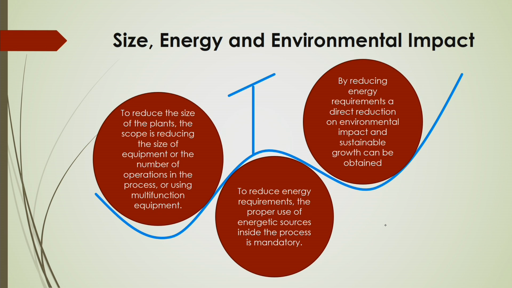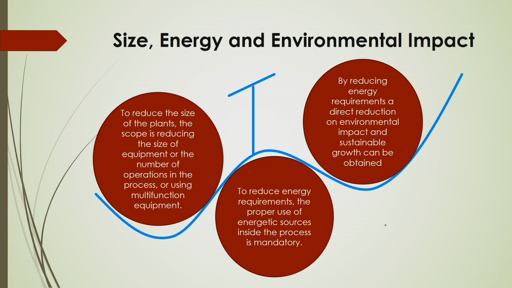What type of energy you are going to use also has to be considered, whether it is biofuels or some other energy that you are consuming, whether it is in a green way or not, and that should be considered for the design also. By reducing energy requirements, a direct reduction in environmental impact and sustainable growth can be obtained. So, you have to think about whether this energy consumption will be economic or not, and whether the energy produced by other processes will give a positive impact on the environment or not. You have to consider that point, the positive impact on the environment, for the process design.